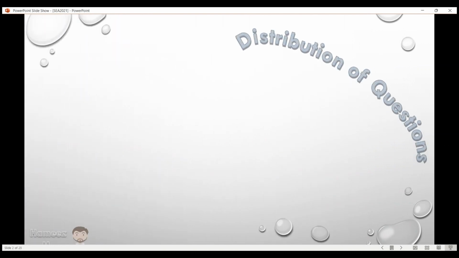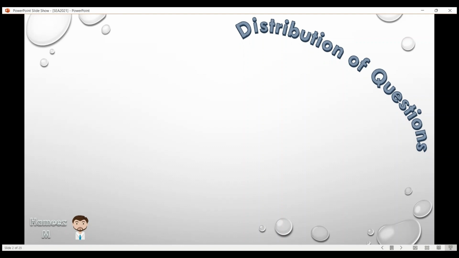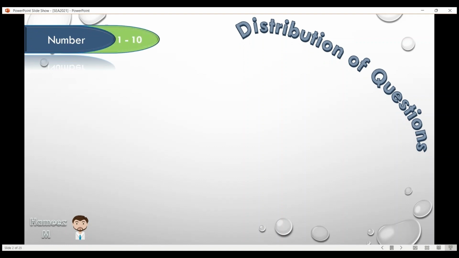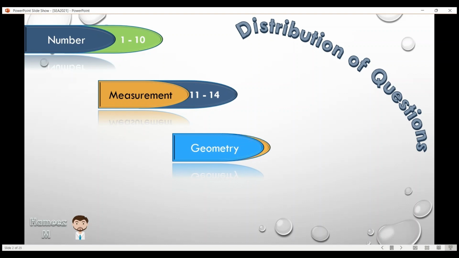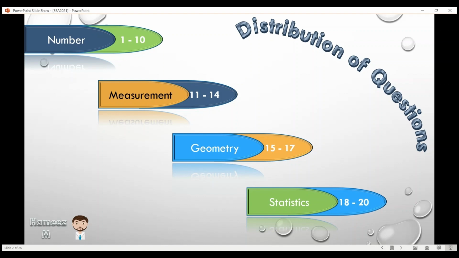Our paper has a distribution of questions in this first section, which are 20 questions, where the first strand in the SEA primary math level is number, and that is tested for the first 10 questions. And the next strand, measurement, is assessed in numbers 11 to 14, the next 4 questions. Geometry is then assessed in the next 3 questions, 15, 16, and 17. And the complete section 1, statistics, is assessed in the last 3 questions of the section, 18 to 20.